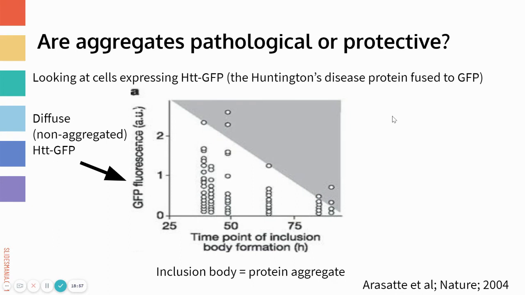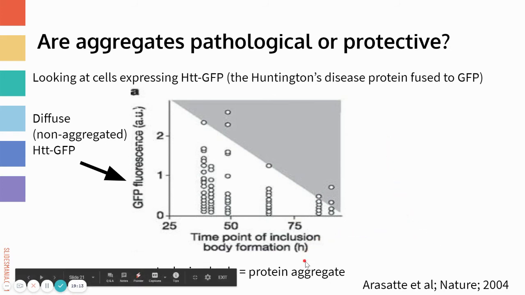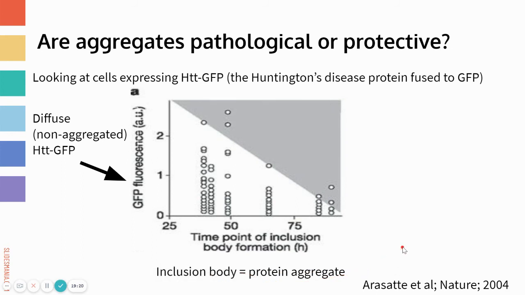So in this paper, we are looking at cells that are all expressing the Huntington's disease protein. So it's HTT, and it's fused to GFP, just so we can keep track of how much of it is there and where it is. And one quick note, in this paper, they use the phrasing inclusion body, but that's essentially, for our purposes, the same thing as an aggregate. So inclusion body equals protein aggregate.